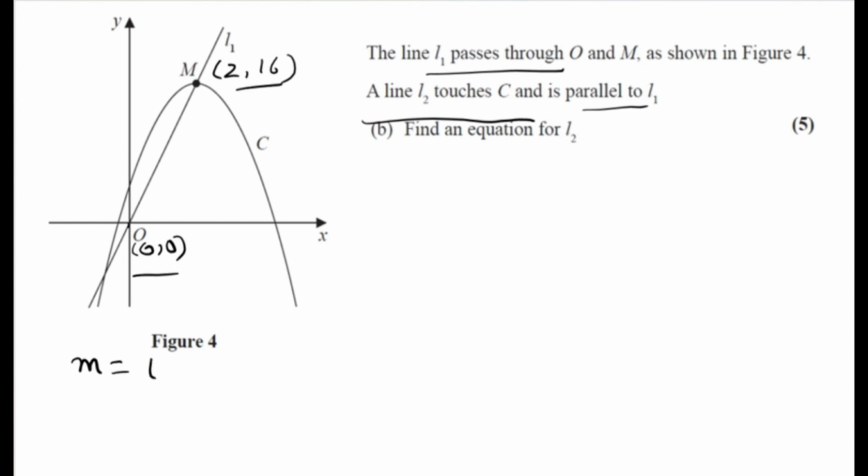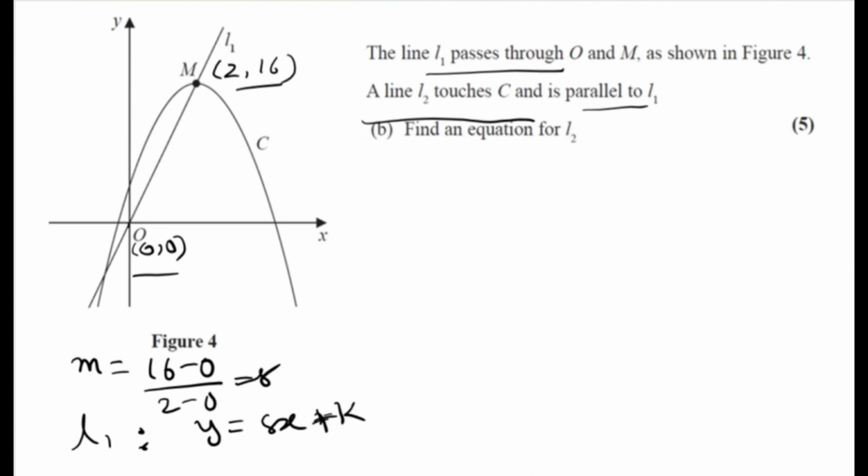So I can find it out: 16 minus 0 over 2 minus 0, which is equal to 8. So the equation for line L1 is y equals 8x plus k. We don't know k, so we can just put it as a. For line L2 also, the gradient is 8 because it's parallel, so they have the same gradient. Now another thing, line L2 touches C, which means they have one common intersection point.